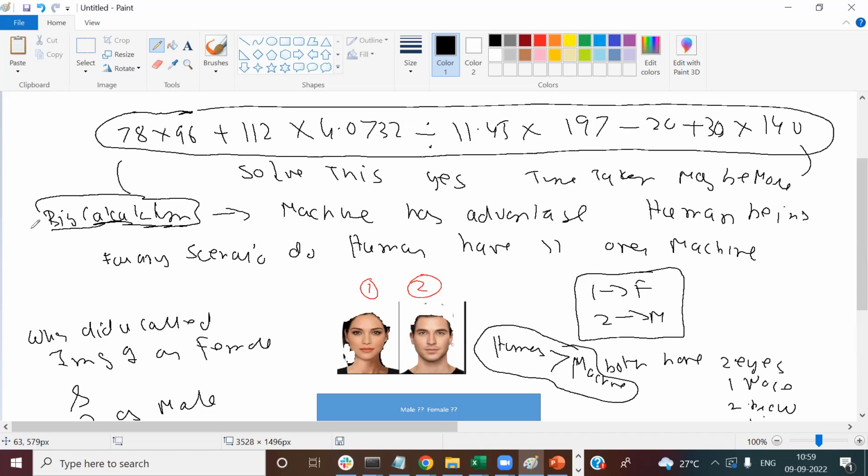And now, everyone please note down one line: scenarios where humans have an advantage over the machine, for those scenarios, neural network should be used. You can use neural network anywhere, but it should be used only where humans have an advantage over the machine. Only in those scenarios, neural network should be used.